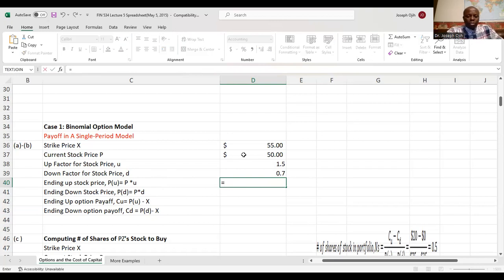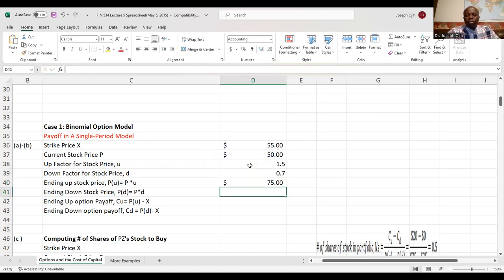the price of the stock times the up factor, which is U. So remember, in Excel, before you do any math, let me start all over. In Excel, before you do any math, put an equal sign to keep the cell ready. So I put an equal sign. So the ending up stock price will be the stock price times the up factor, which is U. That gives us $75.